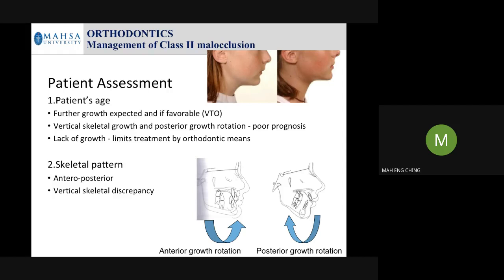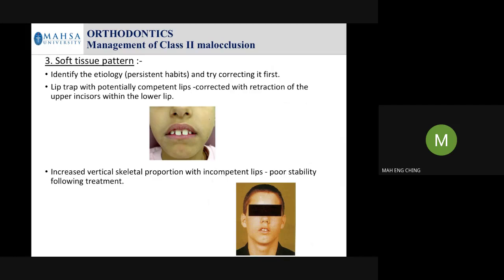So if they have anterior growth rotation, then mostly they end up less class 2 with time. I said if you open the mouth, then the backward rotation will cause it to be more class 2. So if the patient has the posterior growth rotation, then this patient mostly ends up in more severe class 2 with time. So soft tissue pattern, very simple.